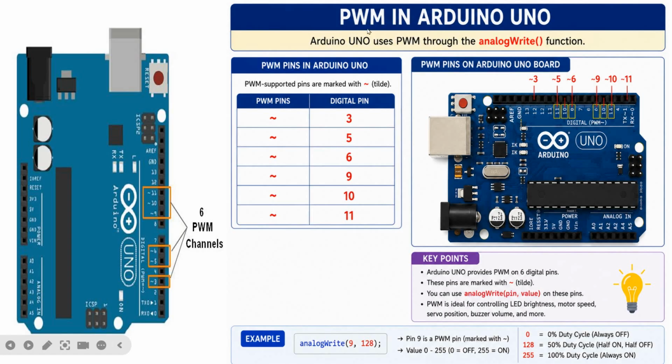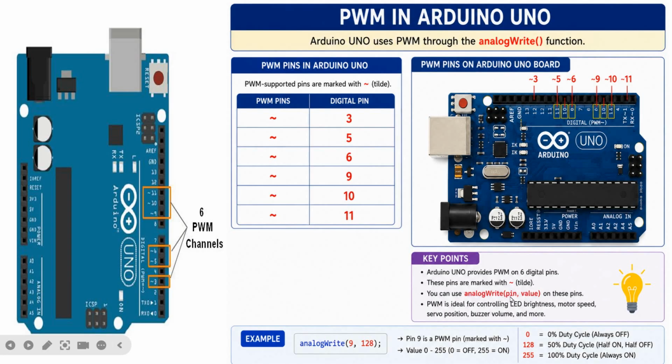One more thing. Whenever you are using PWM in Arduino UNO, you can see some pins at the digital pins labeled with a tilde sign. Whenever you are going for a PWM experiment or project, you have to use these pins. That is pin number 3, 5, 6, 9, 10 and 11. These are the PWM pins. So Arduino provides PWM on 6 digital pins, and these pins are marked with the tilde.